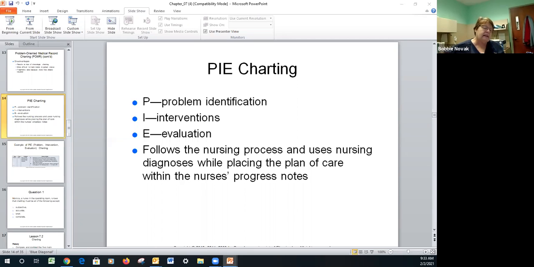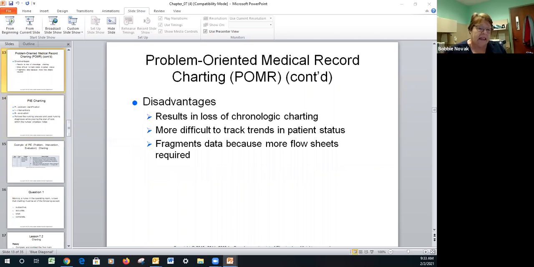SOAP, and you can actually write that on the side of the chart, okay? S stands for subjective. What did the patient tell us? What did they say the problem was? And this is a symptom. Remember, what the patient says is the symptom. It's subjective. O is objective.